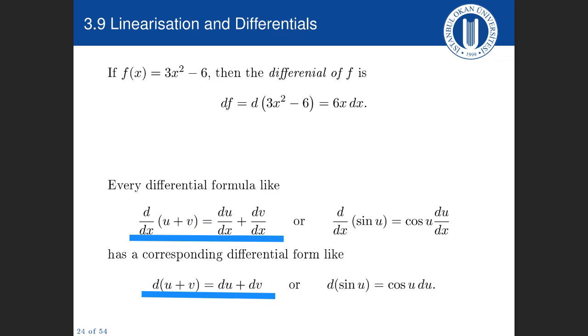Or we know that the derivative of sine u with respect to x is cos u du dx by the chain rule. We can do the same thing for differentials. D of sine u is cos u du. Let's think about this another way. Think about the differential formula that you know, and then just cross off the dx's on the bottom. D of sine u is cos u du, and it's that easy.